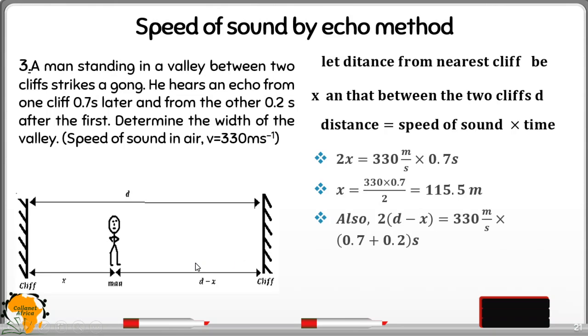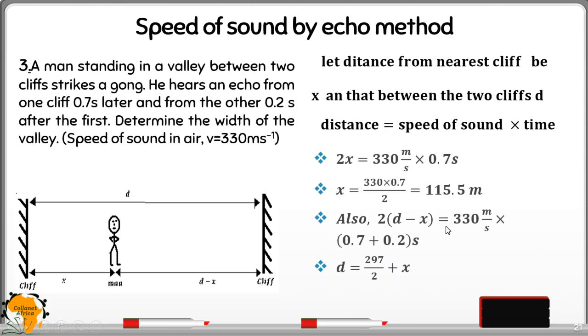Then we move to the second part. The distance is now d minus x. So it is twice the distance, which is equal to 330, that is our speed, then the time. The second echo is heard 0.2 seconds after. So the total time taken will be the first time plus 0.2.